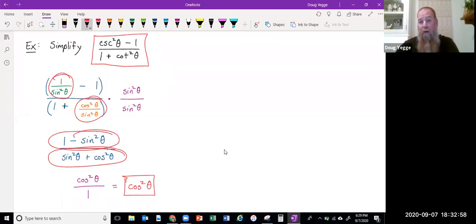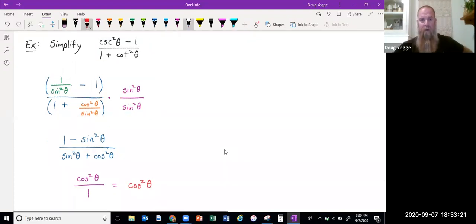So this is one way to simplify it. Let's look at another way. Perhaps you noticed that the numerator and denominator both had quantities being squared. And since they were dealing with cosecant and cotangent, perhaps you remembered the identity that said that cosecant squared theta minus cotangent squared theta is equal to 1.